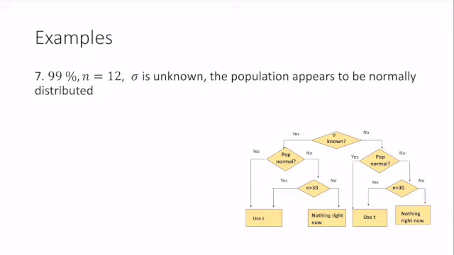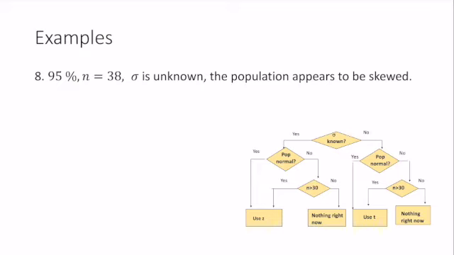All right, I want to construct a 99% confidence interval. My sample size is 12. My standard deviation is unknown, and the population appears to be normal. So I don't know my standard deviation. My population is normal. I'm going to use a T distribution.